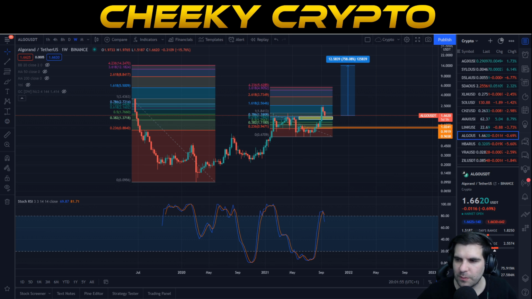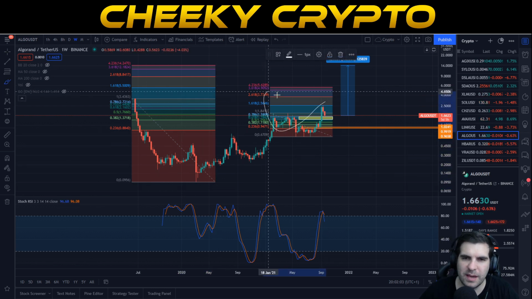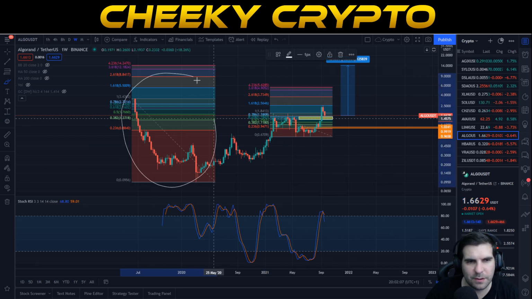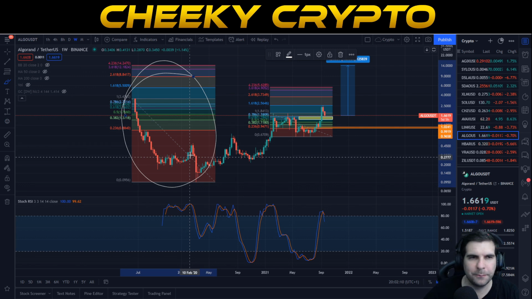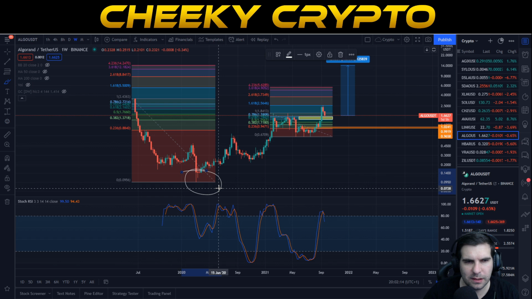Right, with that said, let's talk about what's going on with this weekly chart to start. Here we do have two interesting Fibonaccis. We have one on the left hand side and we have one on the right hand side. So let's briefly talk about what is going on over here on the left, right?